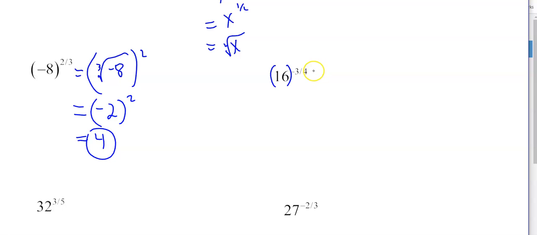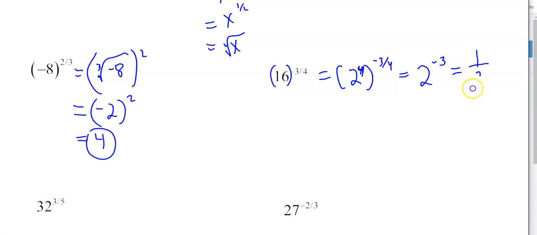Again, I'm thinking it's going to help to rewrite this, since it's not a prime number. If you don't know it, let's just write it in prime factored form. So this would be 2 to the 4th power, 2 times 2 times 2 times 2, to the -3/4. If you use power to power, you're multiplying 4 times -3/4, which is -12/4, which is -3. That would be 1 over 2 to the 3rd, which is 1/8.